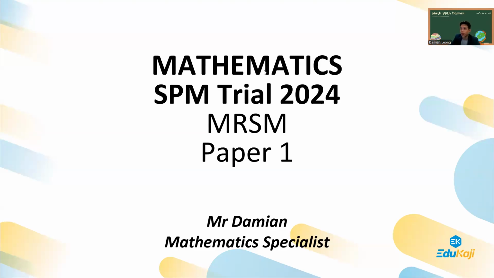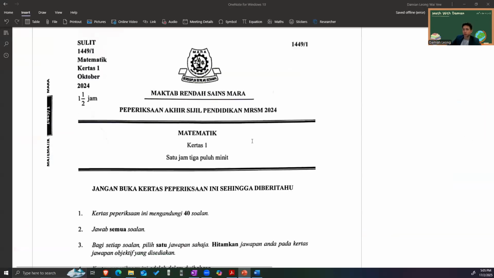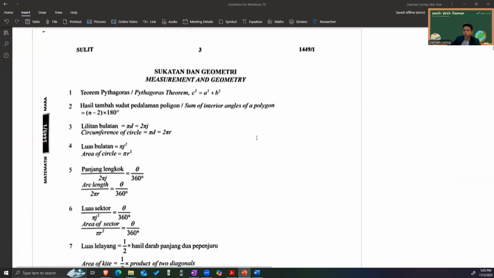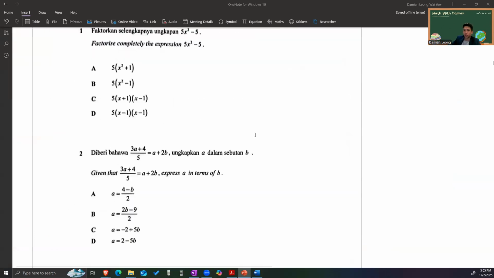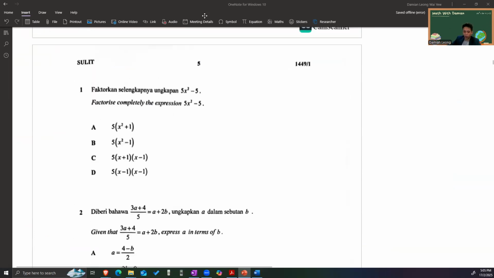Okay, so we're going to look at the Mathematics SPM trial paper for 2024, MRSM paper 1. So let's look at the paper. If we look at question 1 here, factorize completely the expression 5x squared minus 5.